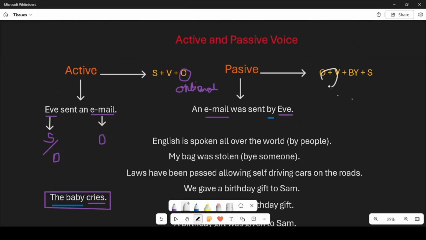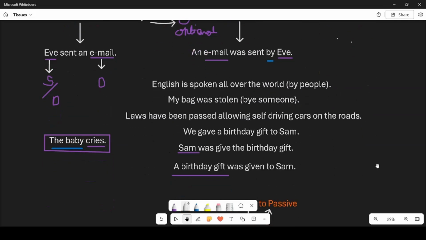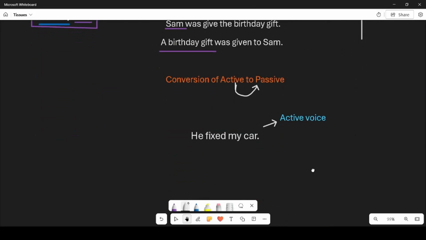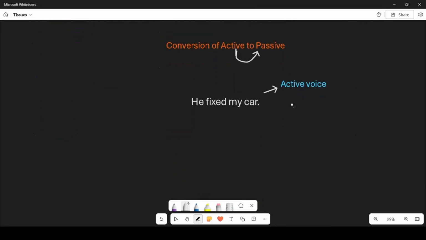This order here is actually according to the active voice sentence. Even in passive voice, the sentence order would be subject plus verb plus by plus object. But for convenience, we take it as object plus verb plus by plus subject so that we could understand how the sentence formation is. Sorry about that.